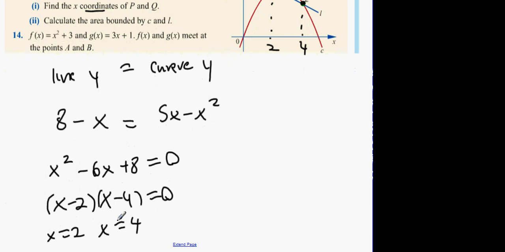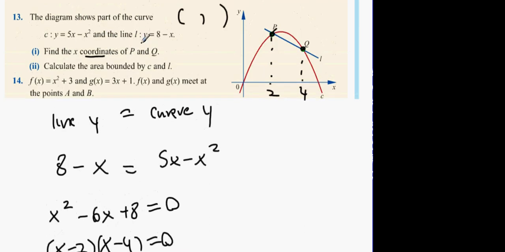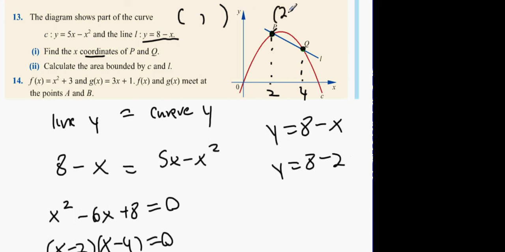We then have to worry about the y value. How do you get the y value? You can sub into either equation. I prefer to sub into the line. Okay, so y equals 8 minus x. For the first one, y equals 8 minus 2, which means this point here is (2, 6). Happy enough with that? And the second point is y equals 8 minus 4, so it's going to be (4, 4). Is everybody happy with that? Yes. Okay.